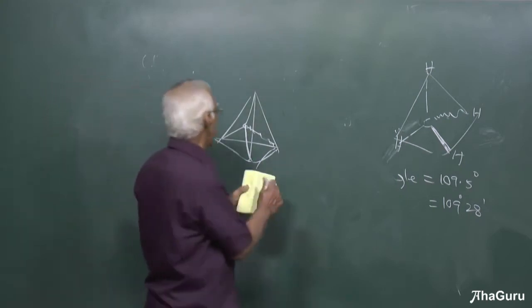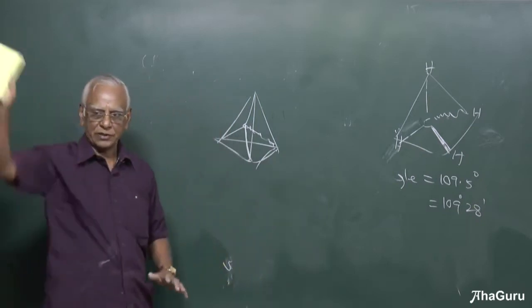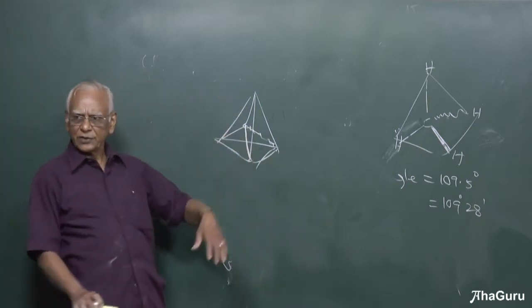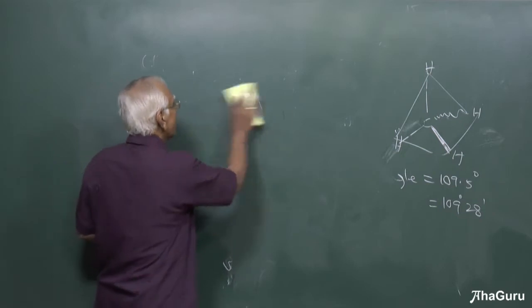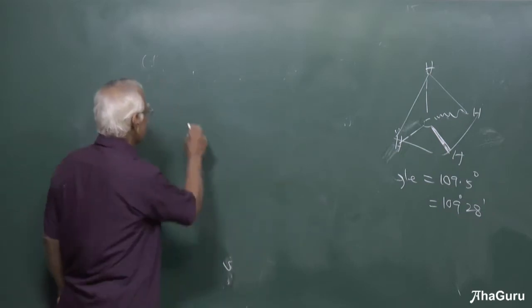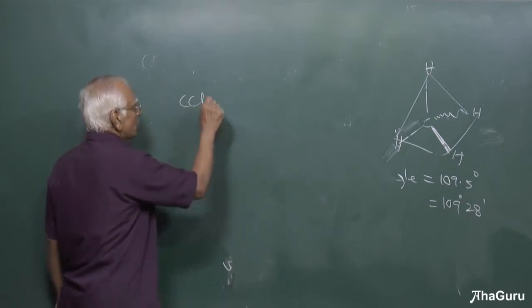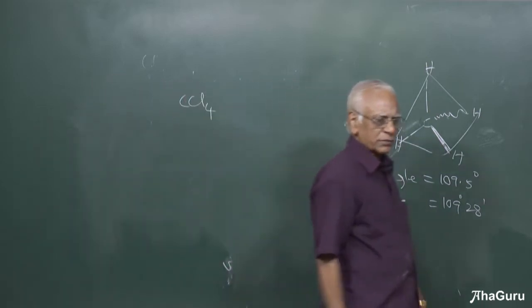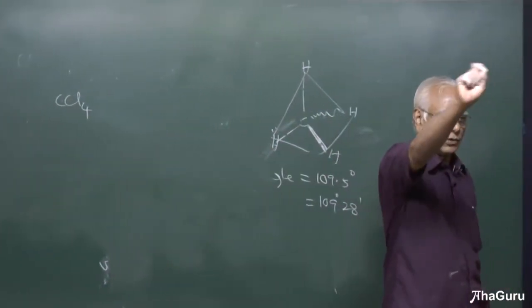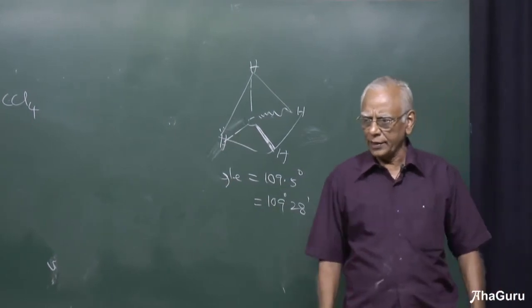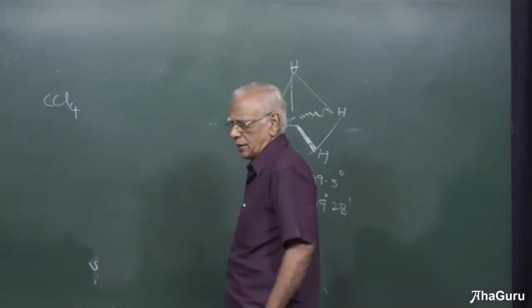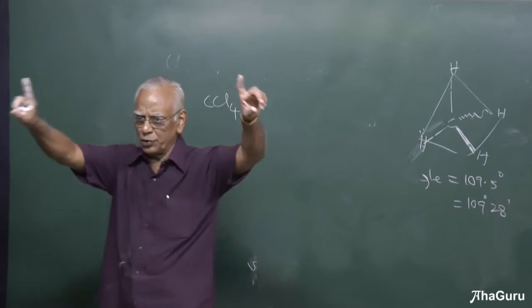What do you think? I'll ask you another, related question. This is an NCERT question. What should be the bond angle between any two chlorine atoms in carbon tetrachloride? Make a note of it. Carbon tetrachloride is not an IUPAC name, so put it within brackets.